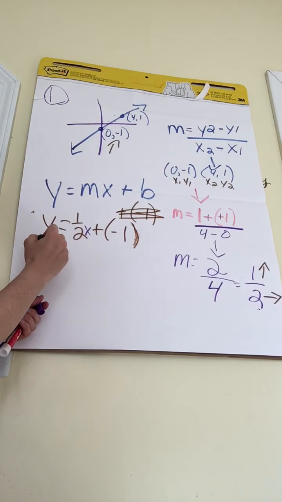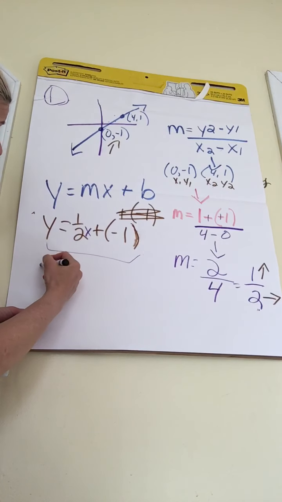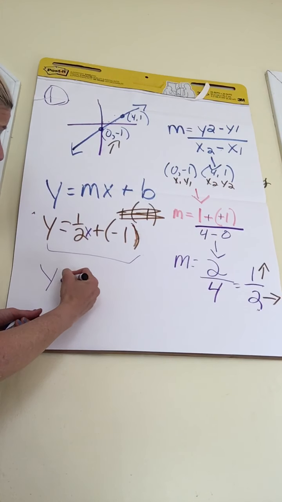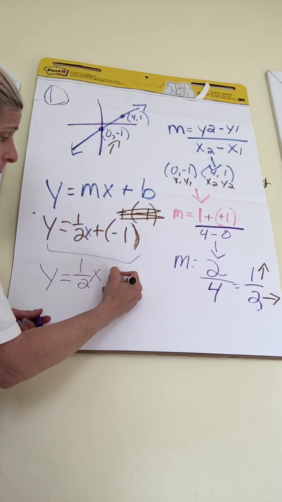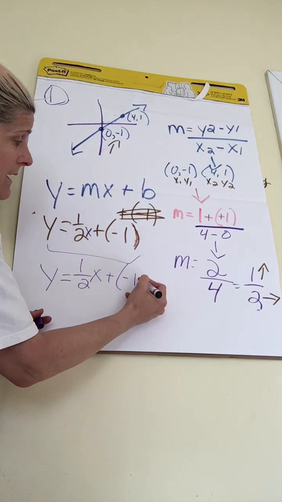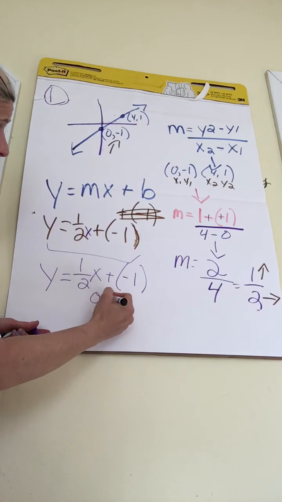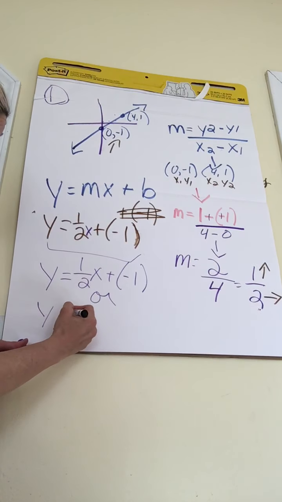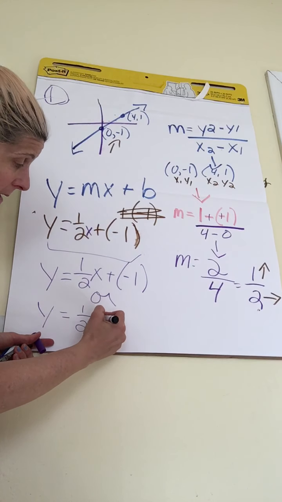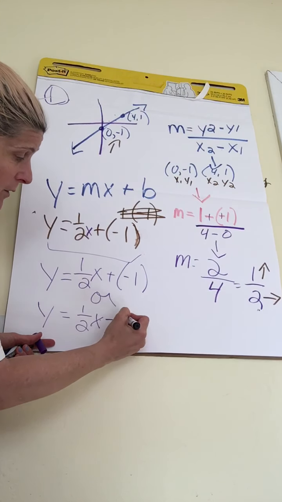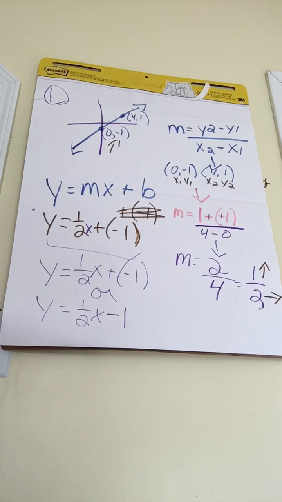So what I'm going to do is rewrite this for you so it makes it a little bit more clear. Y equals 1/2 x plus negative 1, or y equals 1/2 x minus 1. Either one of those will give you a correct answer.